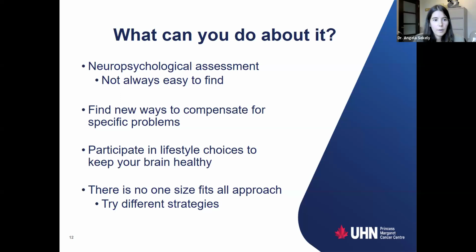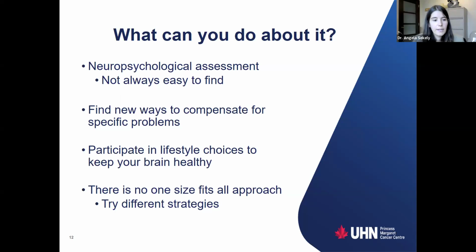So I'll go over a couple of strategies that I typically recommend in assessments. These are really to find new ways to compensate for specific cognitive problems, and also to help keep the brain as healthy as possible to prevent any decline in cognition. So these are lifestyle choices that do the best job that we know to keep the brain healthy overall.